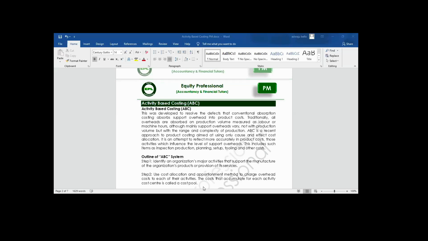Now we have the number 2 category, indirect cost.